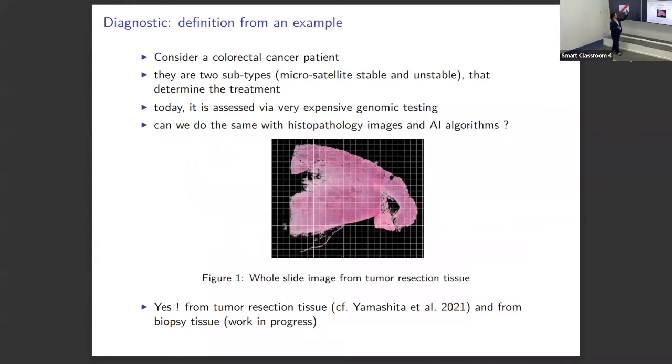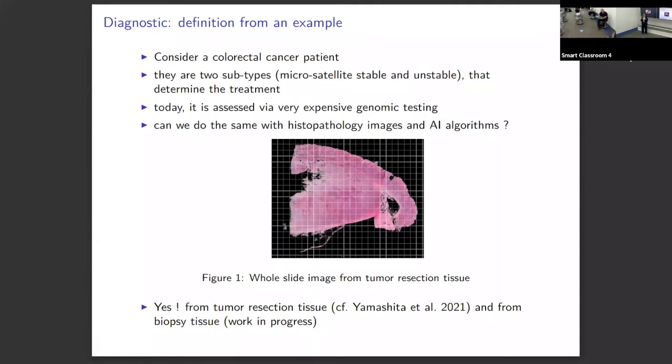So for the diagnosis, we'll go with a colorectal cancer patient. The clinician knows that there are two subtypes of this cancer, and the subtypes determine heavily the treatment. Either you go with chemotherapy or with immunotherapy, that are two very different kinds of treatments. So if you're not given the right treatment, it's not good for you. Okay. And today, these subtypes are assessed by very expensive genomic testing. It's very expensive, very long to get, and so on.